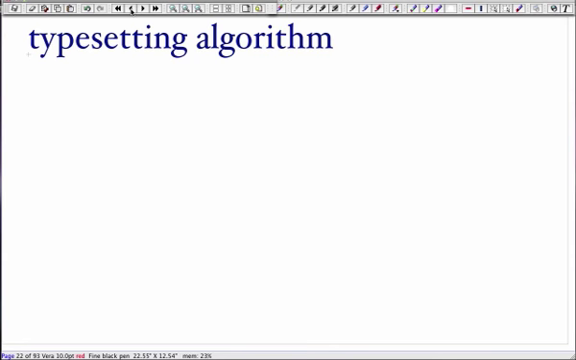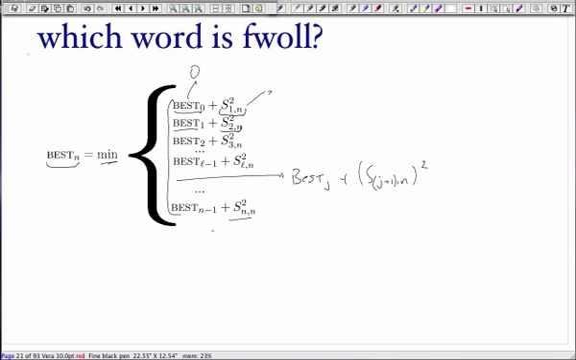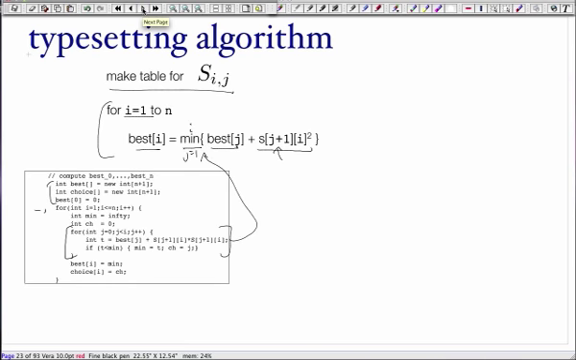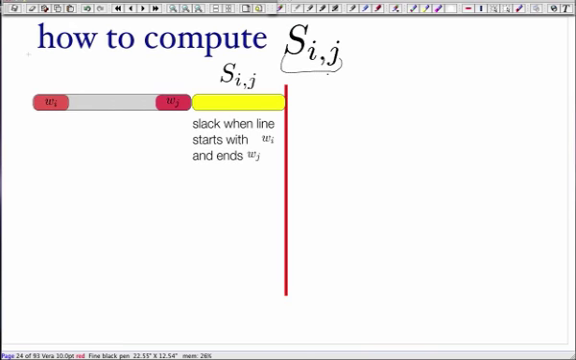In other words, translating this equation into an algorithm, an exercise I think all of you should do to make sure you understand this technique, is relatively painless. It's like this. The unspecified step in this algorithm is the first one. How do you make a table for this slack? Remember, slack ij represents the slack that results when you start a line at word i and end a line at word j, and that's going to create some slack right here.